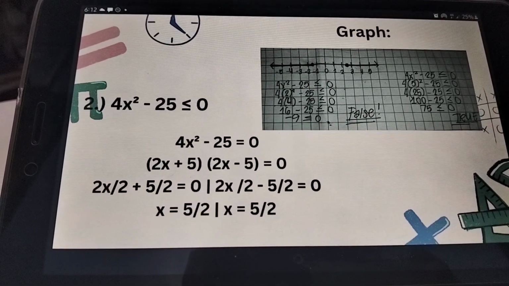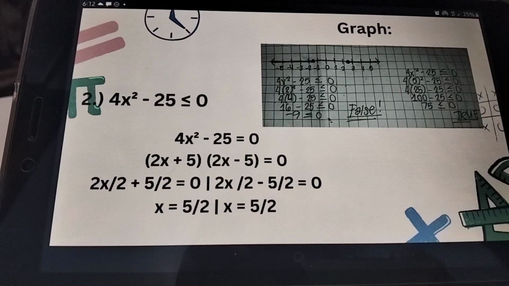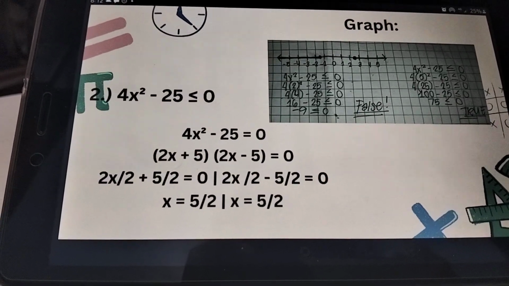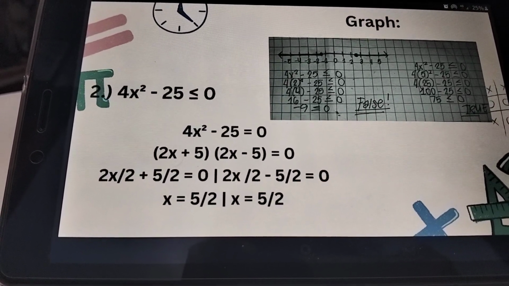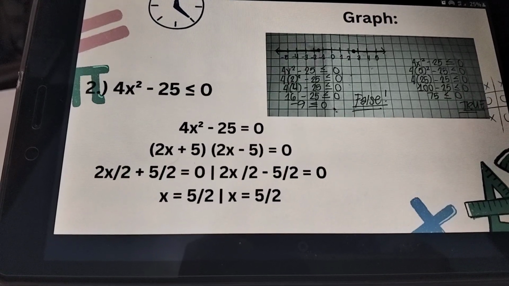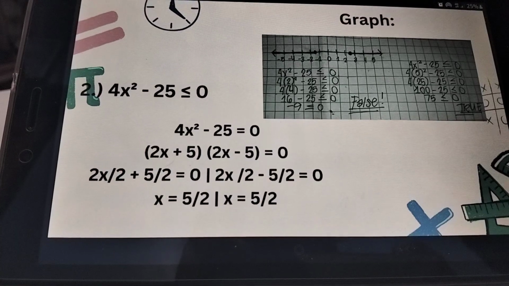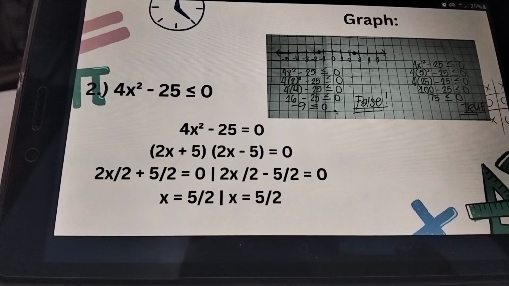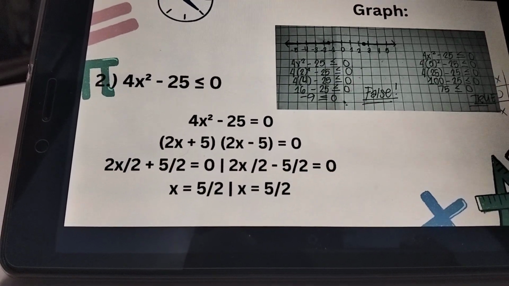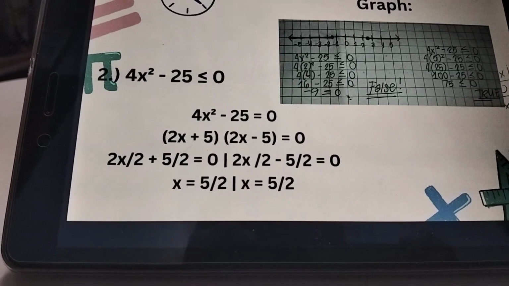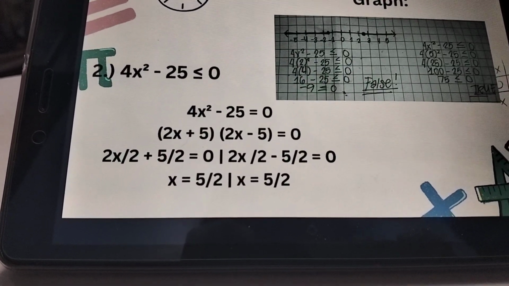So we set each factor equal to 0. 2x plus 5 is equal to 0. X is equal to negative 5 over 2. Next, 2x minus 5 is equal to 0. X is equal to 5 over 2. These are our boundary points.